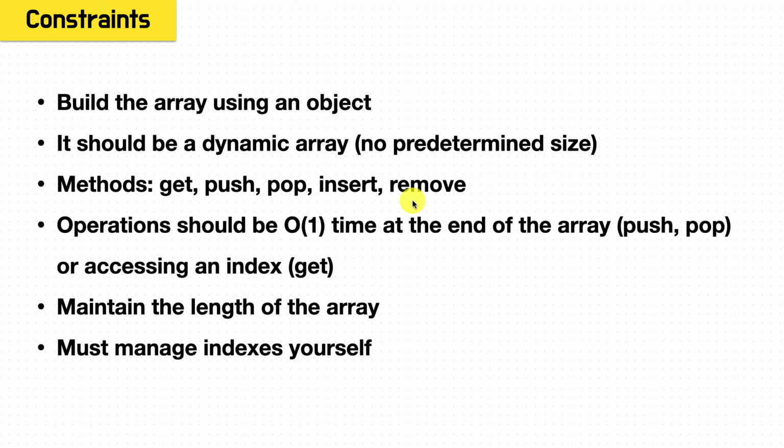The operations at the end of the array, push and pop, should happen in O of 1 constant time. And whenever you access an item at its index, this should also happen in constant time. We're going to maintain the length of the array ourselves inside of our object. And also, we're going to need to manage all the indexes. This means whenever we add or remove an item, we also must update the indexes of the array itself.